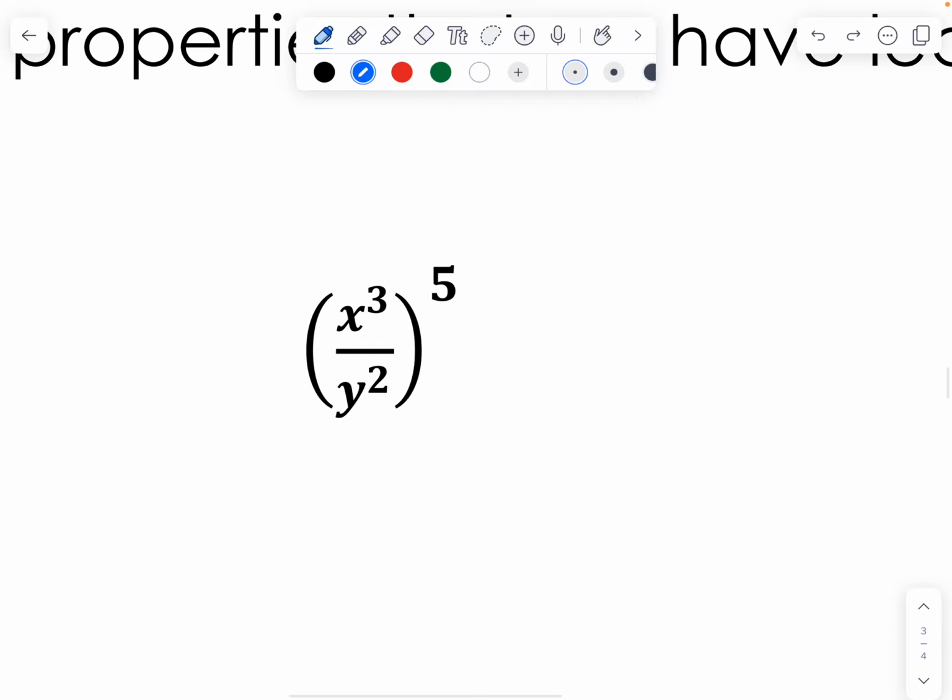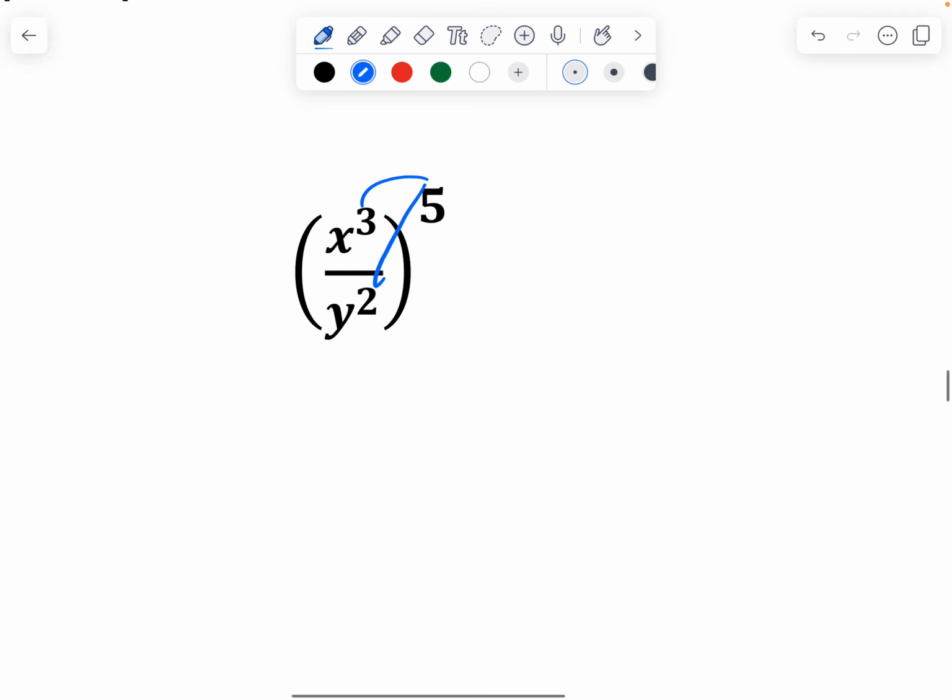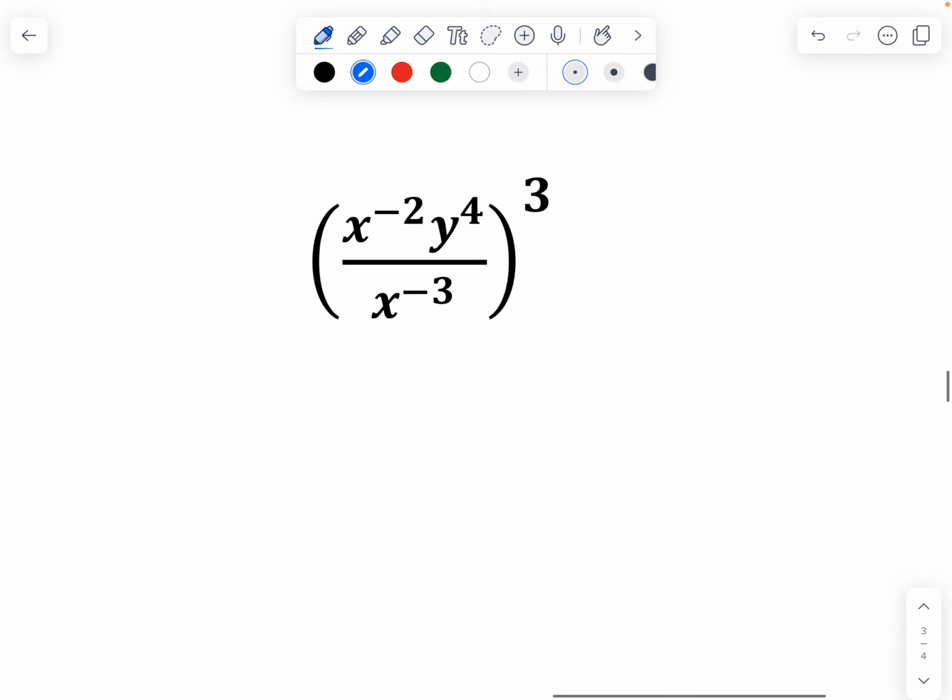Okay, here we've got a combination of different properties. Notice we've got x to the third over y to the second. Those are different bases, so we cannot combine those. But those are both being raised to the 5th power. So I'm going to distribute in that power of 5 by multiplying. 3 times 5 will be 15. 2 times 5 is 10.